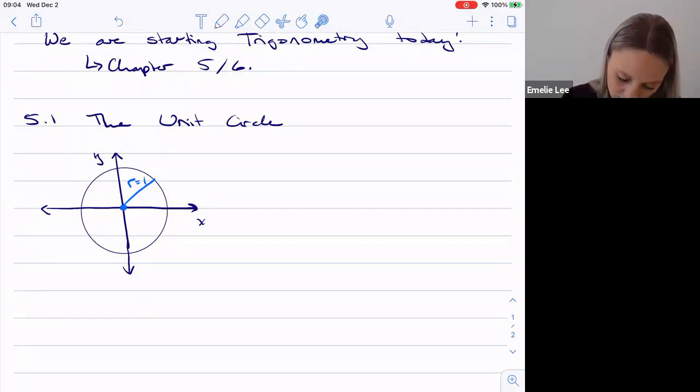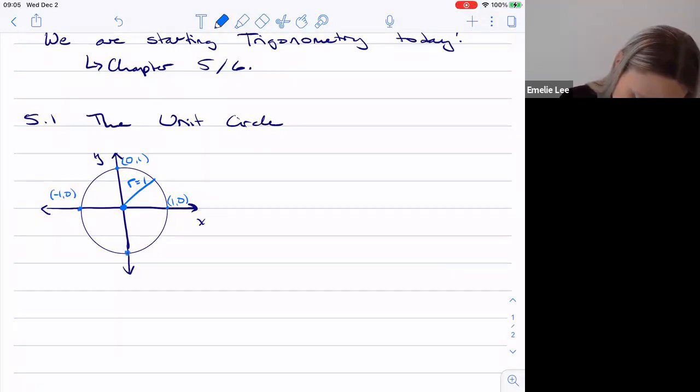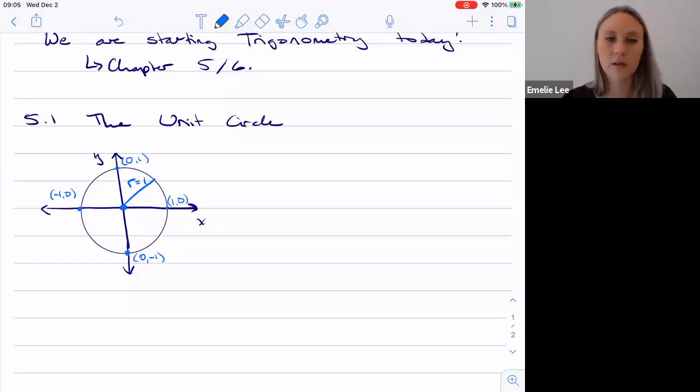So that means that at each of these points, we know where these points are, right? So we know that this point must be at 1, 0. This point must be at 0, 1, right? So we can move around the unit circle, -1, 0, and 0, -1, right? So already we know 4 points on this unit circle, and that's going to serve us really well.